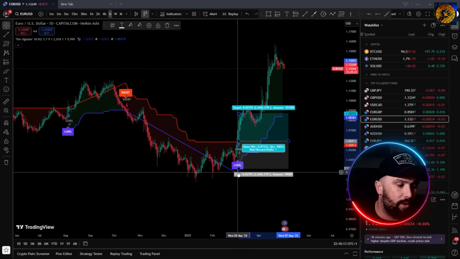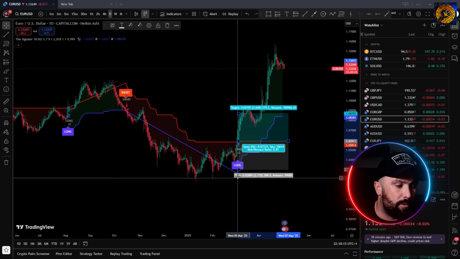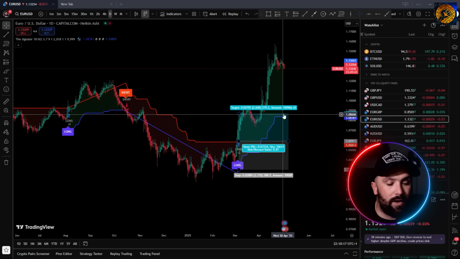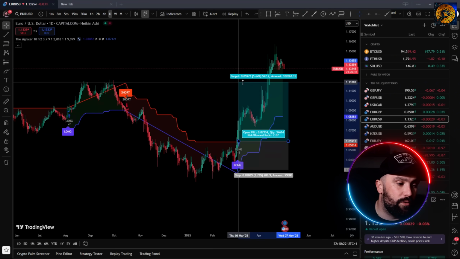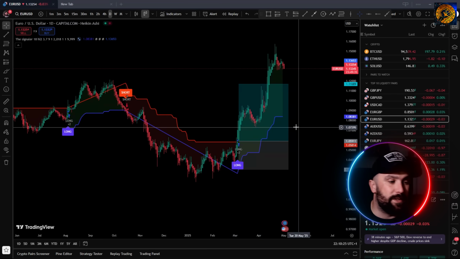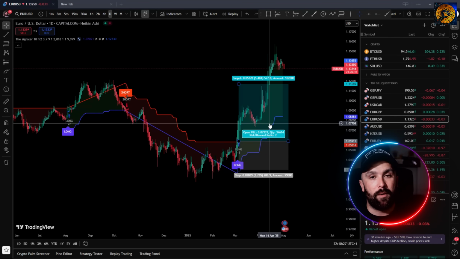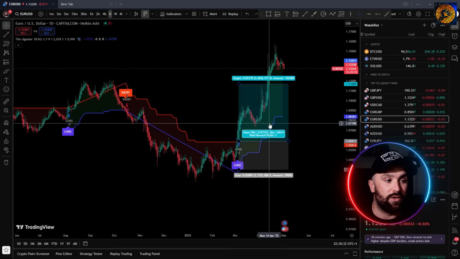So you want to put your entry on the close of that candle, and the stop loss will go on this blue line for a buy. Now, because it's a buy, we want to target higher. So I always go for a 1 to 2. This means that you're getting 2% back from whatever you risk. So say you've risked $1,000, you will actually receive $2,000 profit.